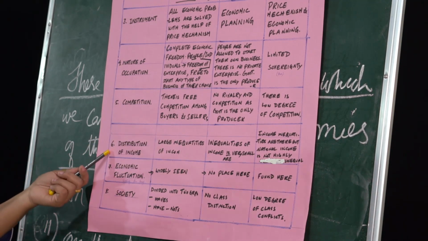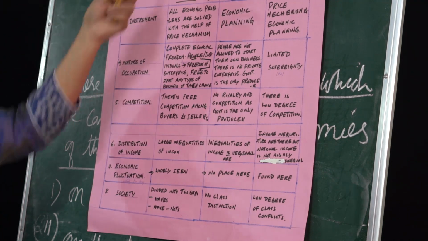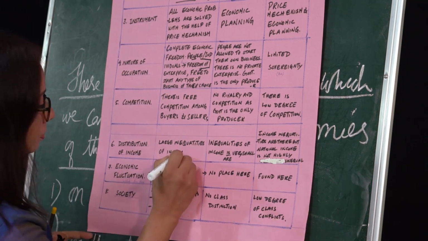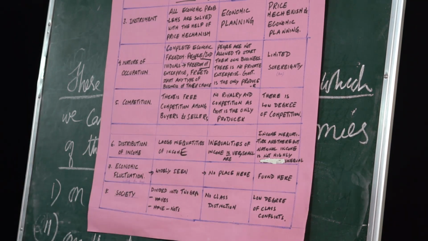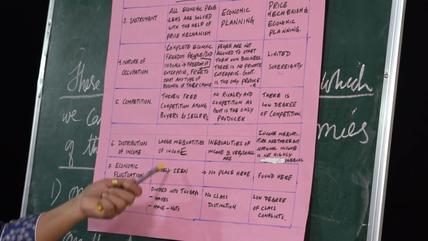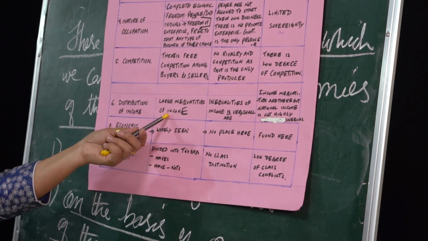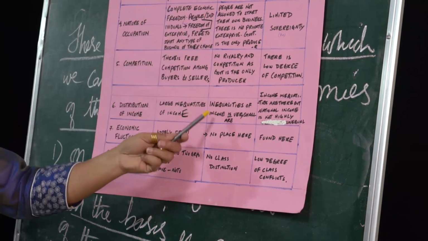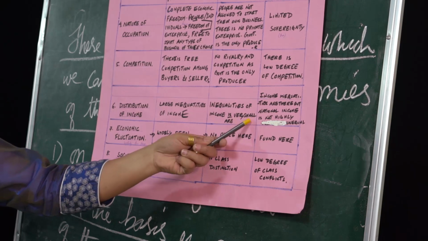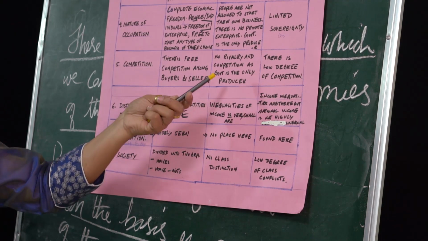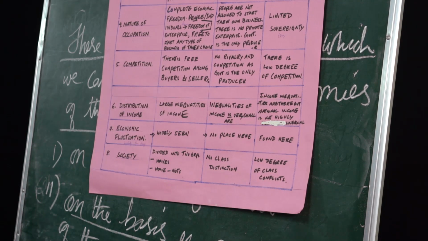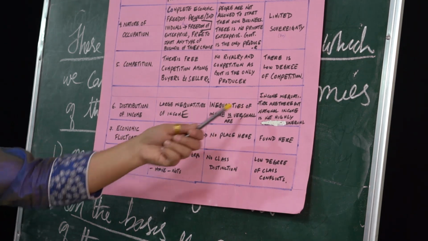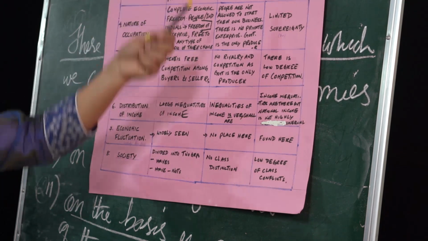Now, distribution of income. You'll find that in a capitalist economy, there are large inequalities of income. The rich, the capitalists, are very rich, and the working class are poor. In a socialist economy, inequalities of income are very small because the government produces, and its main aim is to reduce inequalities among the people.